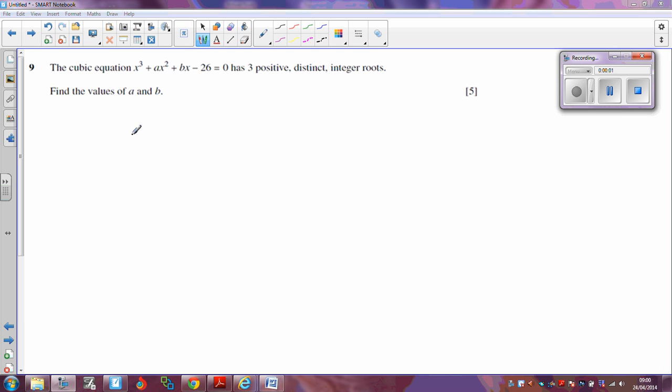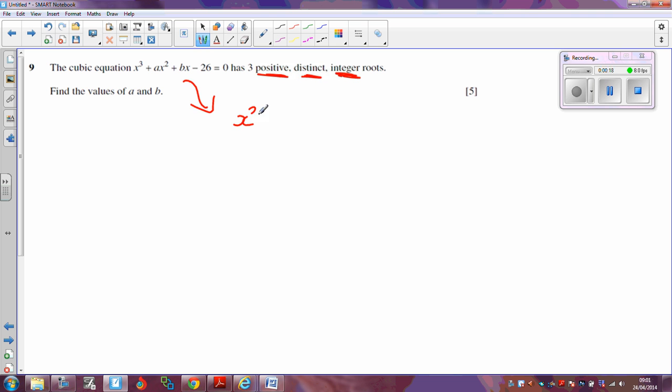Okay, here we have a cubic equation, and we are told that this cubic equation, where the right-hand side is equal to 0, has three positive, distinct integer roots. And the wording there is absolutely crucial. Now, if we're going to solve a cubic equation, actually, sometimes it helps to think of a quadratic.